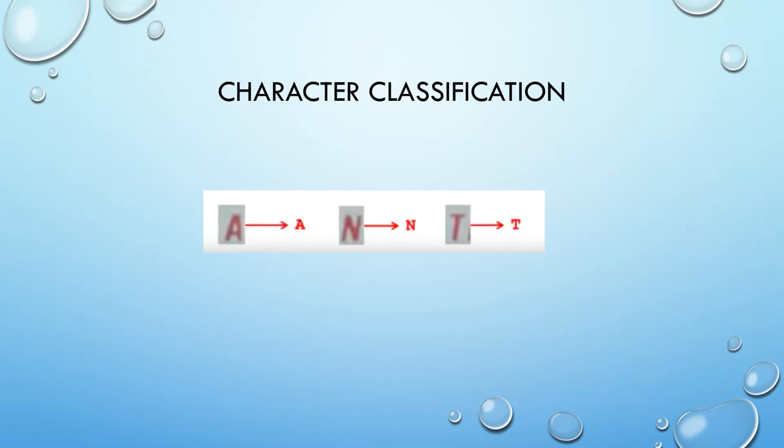The last step is kind of easier. We already know how to use a supervised algorithm to find out those characters. So hopefully we have a good classifier which can tell us this is the letter A, and this is letter N, letter T. We can do that in a similar way.